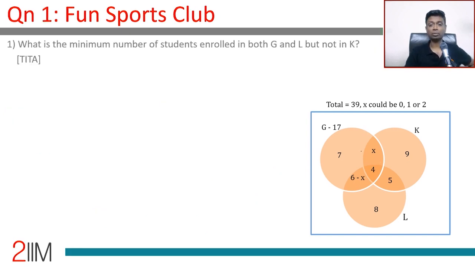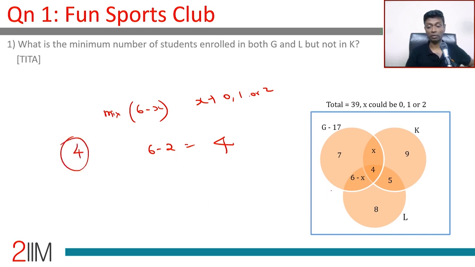What is the minimum number of students enrolled in both G and L but not in K? In G and L but not in K, we want the minimum of 6 minus X. X can take values only 0, 1 or 2. If X were 2, this would be small. So 6 minus 2 is 4. The minimum value of 6 minus X is 4. That's what we're looking for.